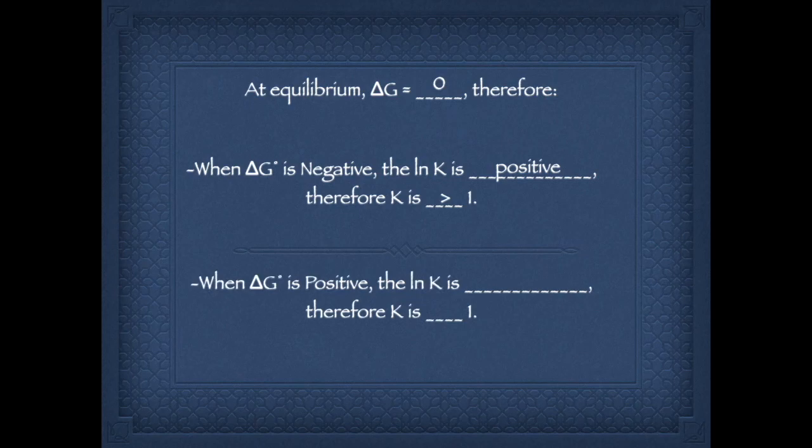Now, if your standard free energy change is positive, then your natural log of K must be negative, and therefore your equilibrium constant must be less than 1, which makes sense because if your standard free energy change is positive, that means the forward reaction is not spontaneous, which means that the reverse is, which means that your reactants would be favored.